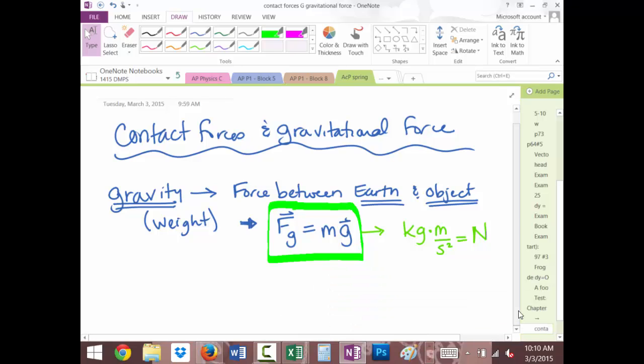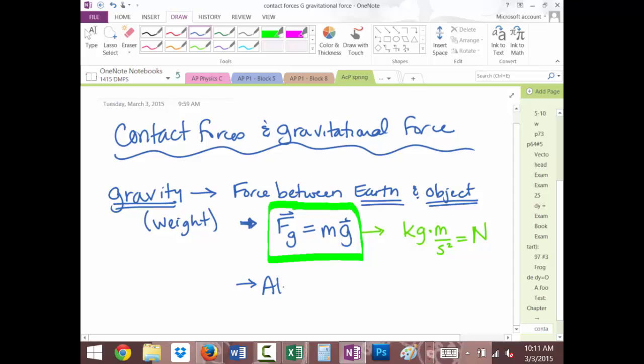The last thing that I want to write down about the force of gravity is the direction. We should know the direction, but just so that we don't forget, what's the direction going to be? The force between the Earth and an object, where's it going to point all the time? Down. Yeah. It goes down towards the center of the Earth. Always towards the center of the Earth. We're going to write that down because it's important.